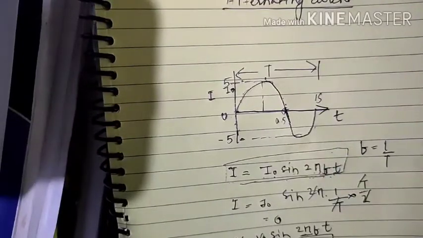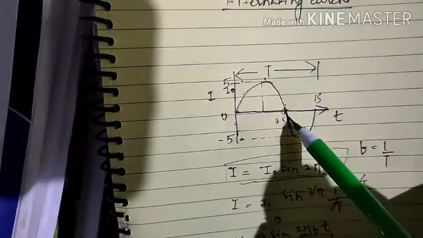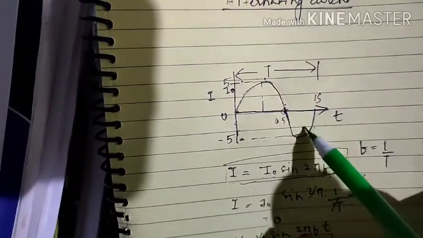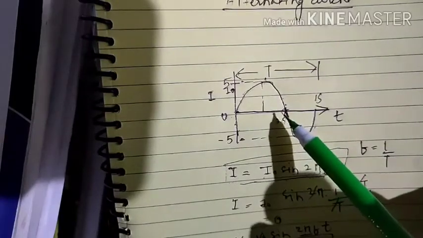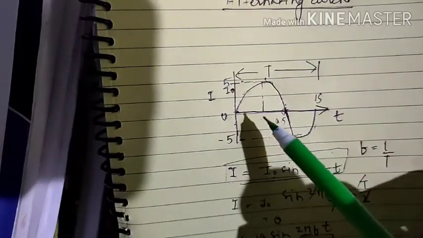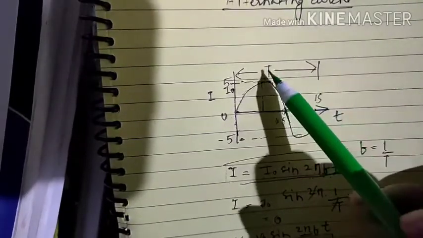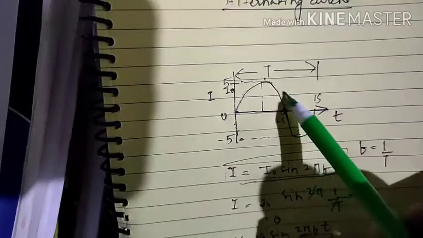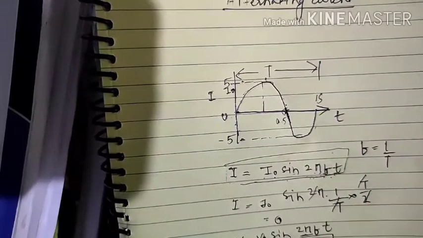So what do we do while finding the mean? This is plus 5, this is minus 5. If I find the mean, we have to sum it up, so plus and minus cancel each other and finally it becomes 0. If I find the mean value of this alternating current over the complete time period, the two halves are equal and opposite, so obviously it gives 0. So we cannot find the mean value of the alternating current for one time period.